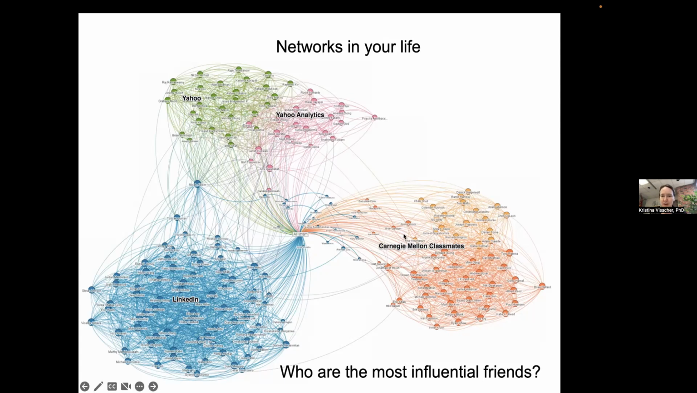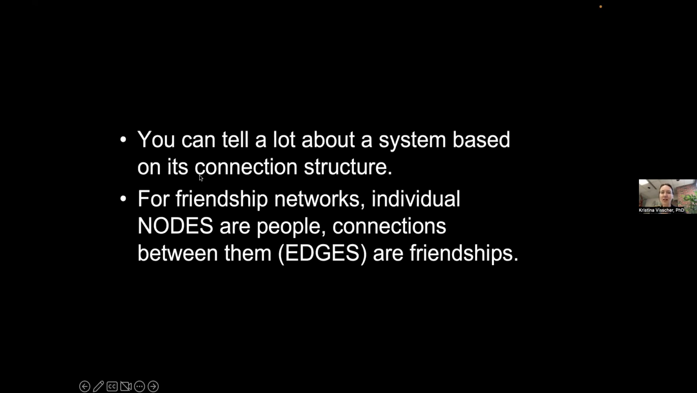So we can look at these connections and we can see that this one is very influential among the other Carnegie Mellon classmates, but doesn't have a lot of connections to other networks. Whereas this one, Micah Alpern, is connected to a lot of the other friends. So this person would be able to make a lot of connections to Ali Imam's other friends. If Ali Imam has information he wants to get to his friends, maybe he should send it to Micah. So you can tell a lot about a system based on its connection structure.